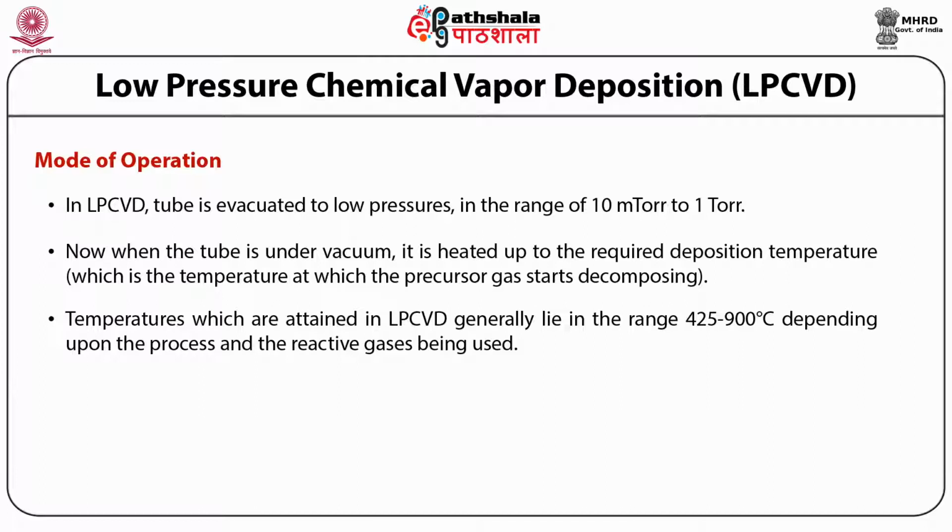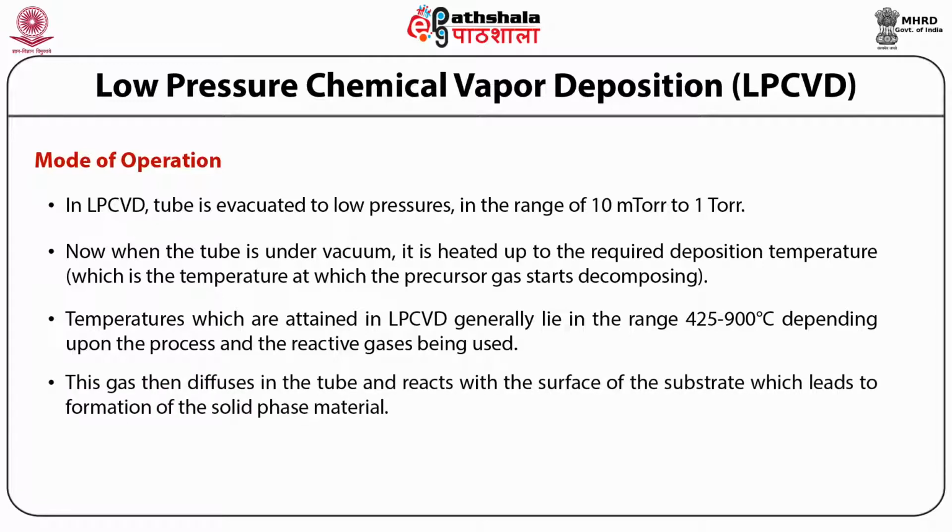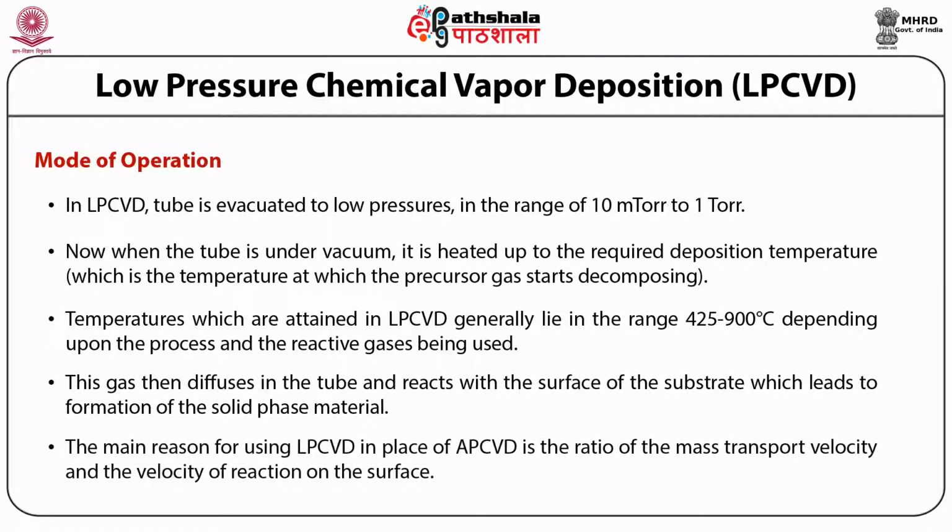So, after attaining the desired temperature, gas is inserted into the tube. This gas then diffuses in the tube and reacts with the surface of the substrate, leading to the formation of solid phase material. Now, the main reason for choosing LPCVD in place of APCVD is the ratio of the mass transport velocity and the velocity of reaction on the surface.